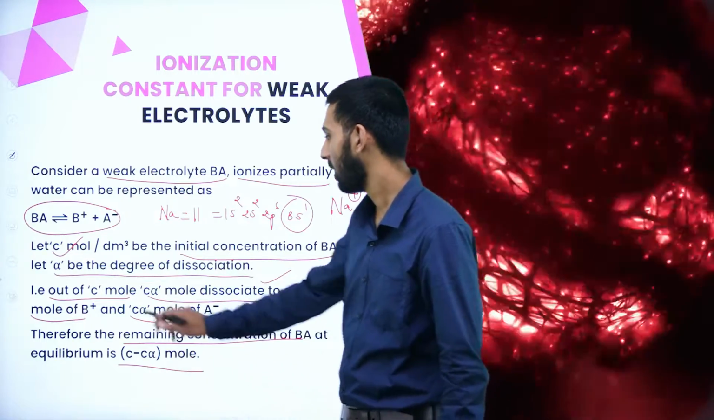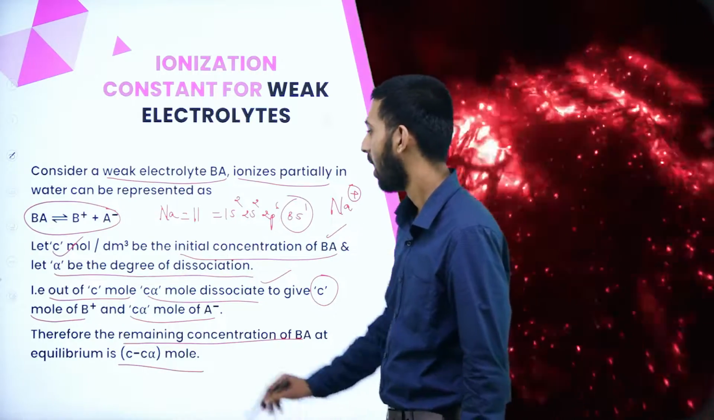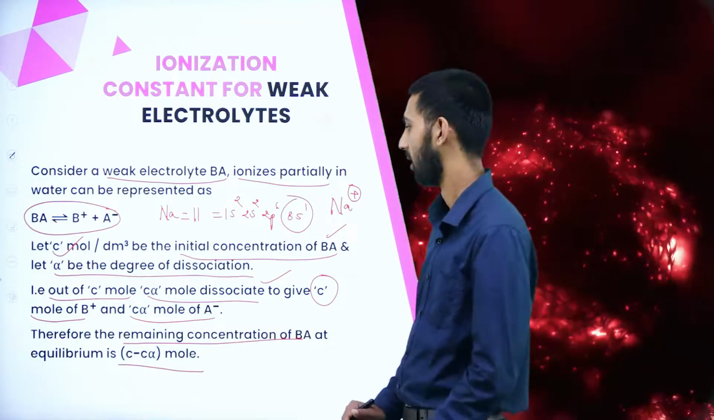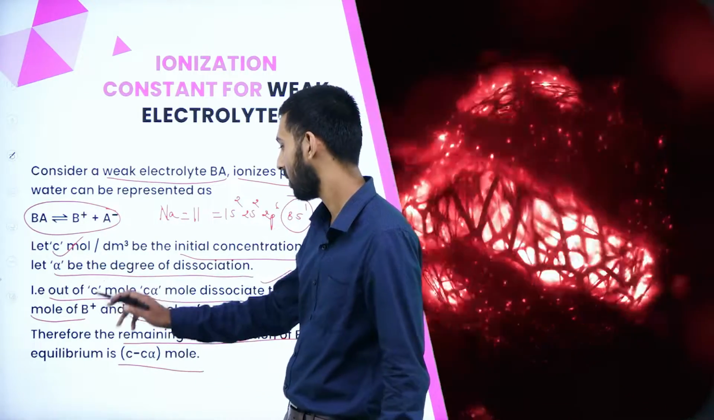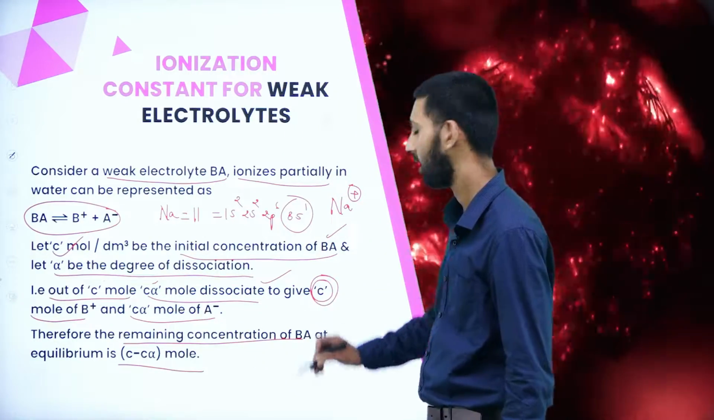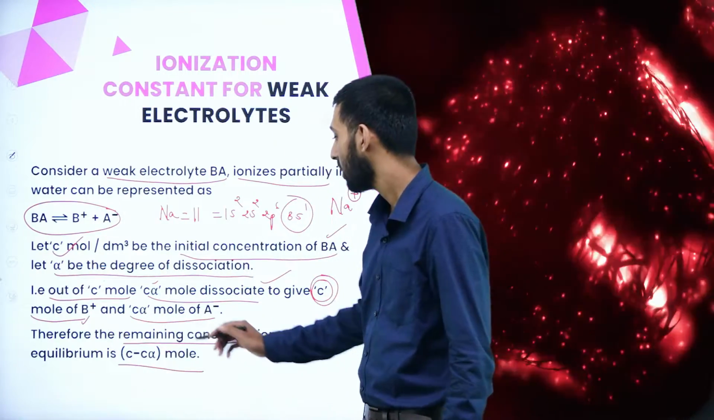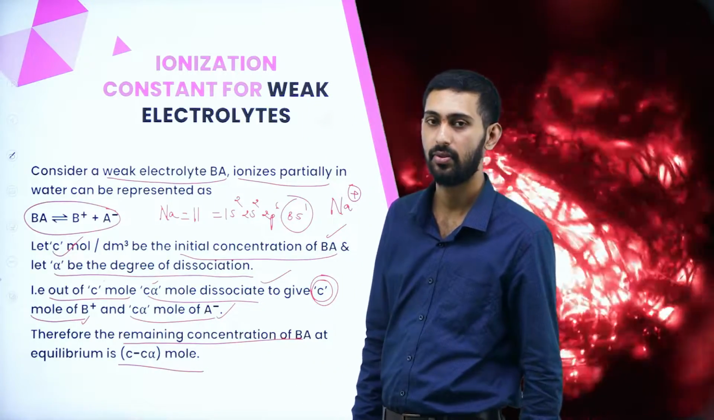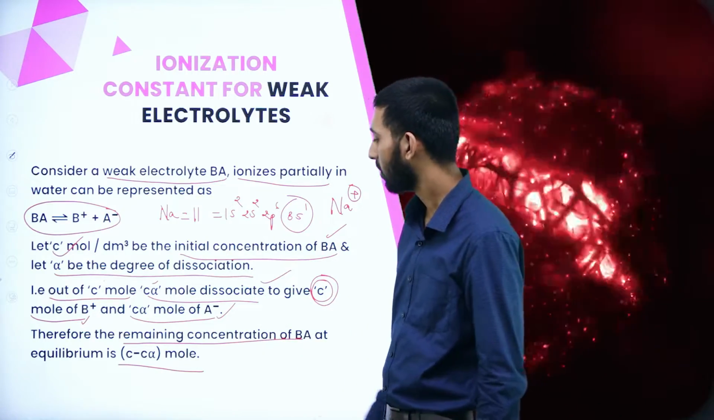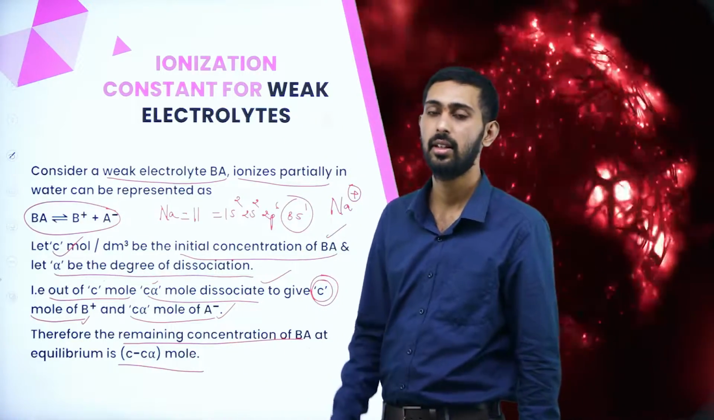Because let C be the concentration of the compound BA, and alpha be the degree of dissociation. Next, out of C moles, C alpha gets dissociated. Then we get C alpha moles of B plus and C alpha moles of A minus. Therefore the remaining concentration of BA at equilibrium is C minus C alpha.